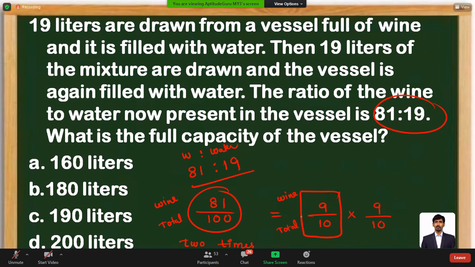So 9 parts out of 10 parts means how much is removed? 1 part out of 10 parts is removed from the total. That is equal to 19. So total is going to be 190, which is available as option C for us.